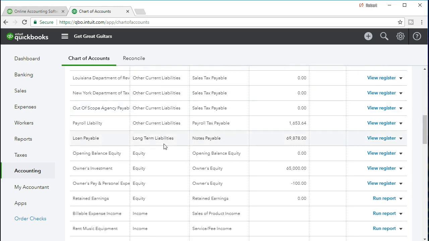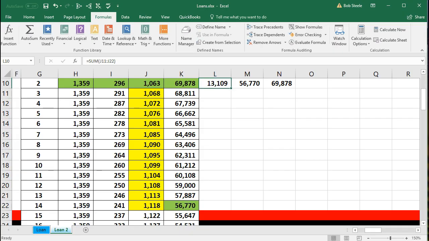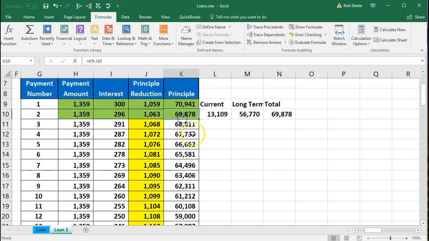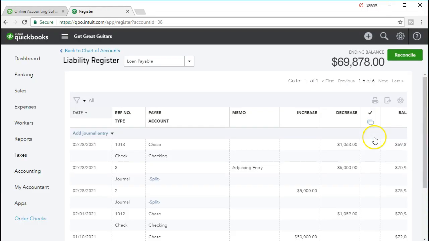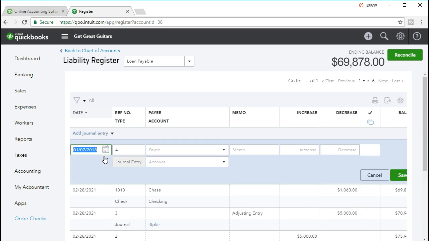And then I'm going to go to the long-term liabilities. So that's the one that has the 69,878. And remember, that matches what's on our table right here, 69,878. So we're going to select that item and select the register. And we're going to have to decrease it. There's only two options here. There's a journal entry. We're going to make a journal entry, but we're going to use the register to do it so that we can try to eliminate debits and credits.